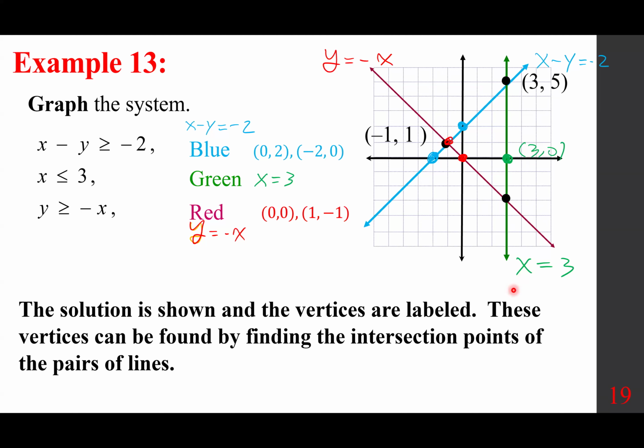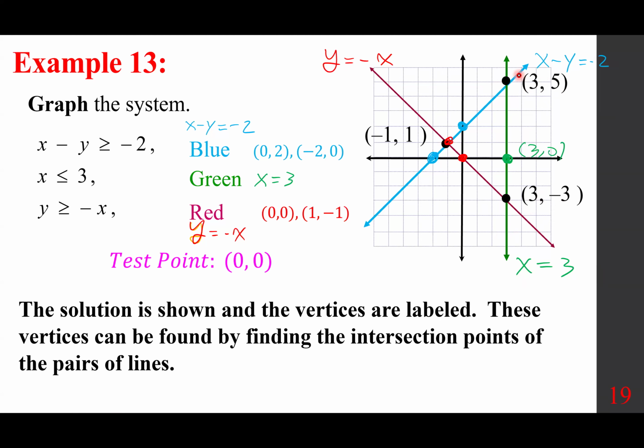For these two it's easy, because x equals 3, so x is 3 anywhere. If you put it into the blue line, x is 3, and 3 minus what number is negative 2? It's 5. And if you put it into the red line, y equals minus x, if x is 3, y is the opposite of that. So it's very easy to find those intersection points.